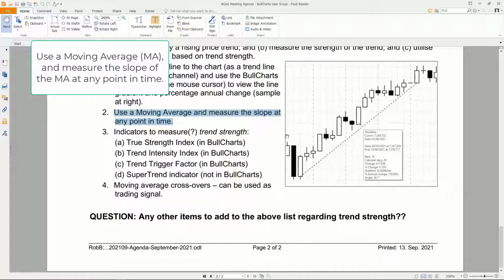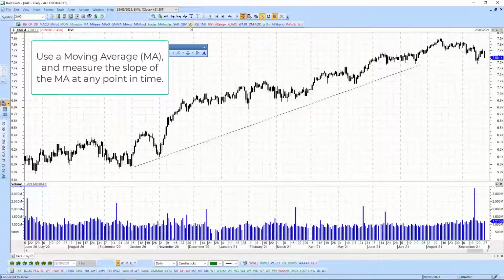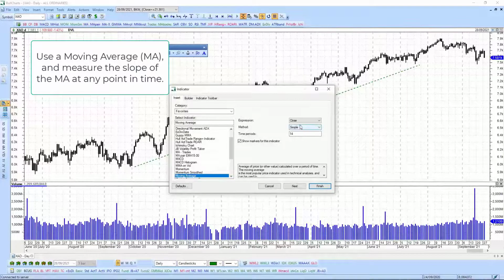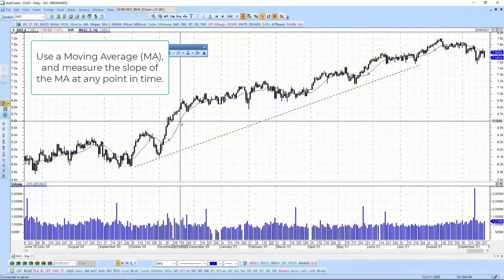What are we saying here? Moving average. So if we put a moving average on here, and I've got moving average somewhere up here on my indicator toolbar, let's just use a 14 bar simple moving average. There it is, it's in blue.